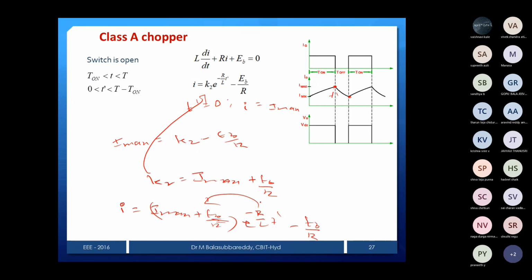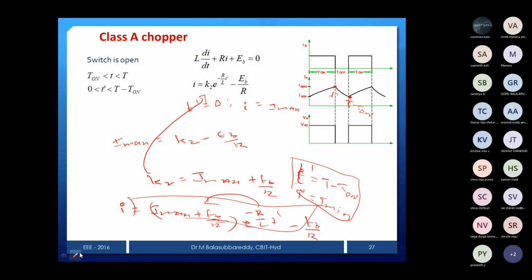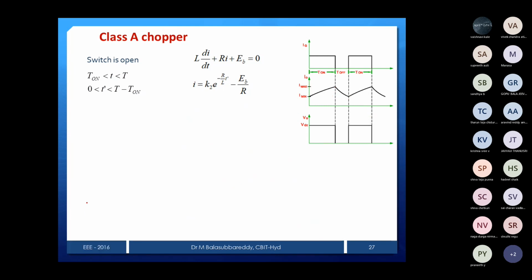Again another initial condition. What is the other initial condition? T dash is equal to T minus T on. Current I is equal to I minimum. You can see that this is the T minus T on interval. What is the current? I is equal to I minimum. Substitute this initial condition in this equation, then we get another equation. So we get two equations and two unknowns. We can easily solve. That's all.